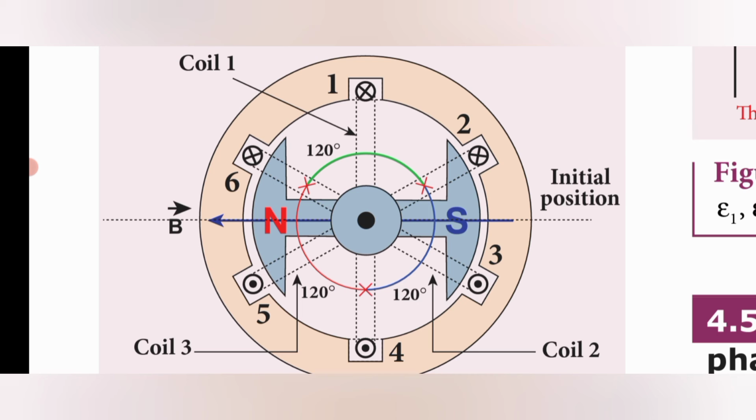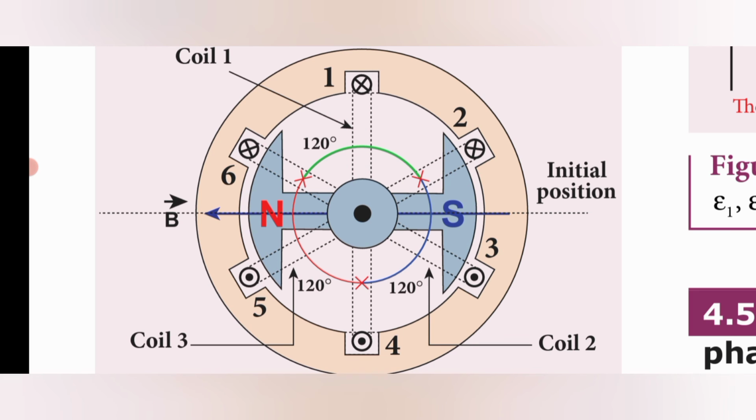Now let's see the three phase AC generator. What is meant by three phase? Here a total of 6 slots are used. 6 slots means 2 slots form a single coil. For example, slots 1 and 4 are considered as coil 1, slots 2 and 5 are considered as coil 2, and slots 3 and 6 are considered as coil 3. So there are 3 coils in total.